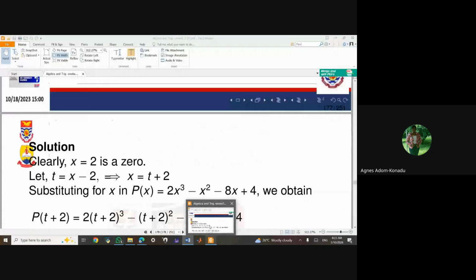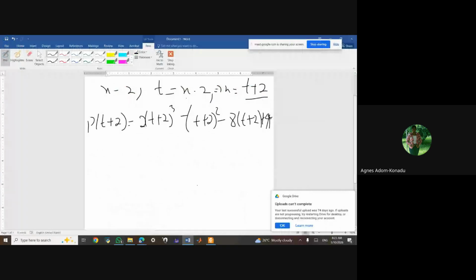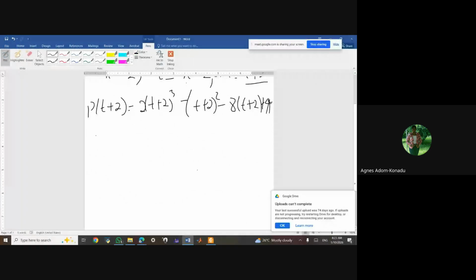Okay, plus 4. So we expand. So this is equal to, this is 3. Okay, this is 2. So please, let's expand the t plus 2 to the power 3. What do I get when I expand t plus 2 to the power 3?